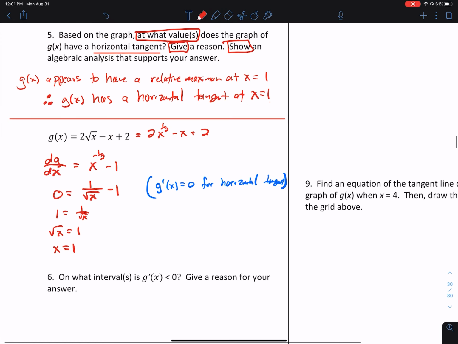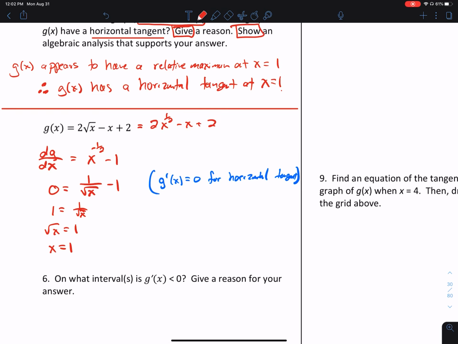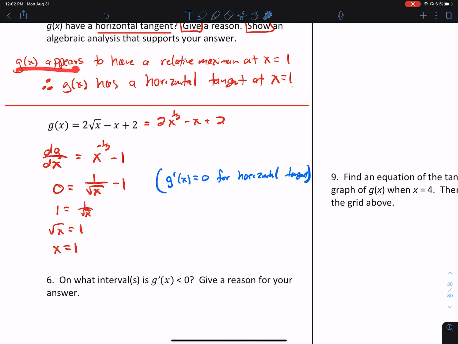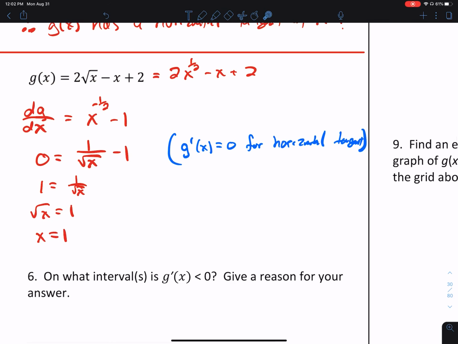That verifies algebraically that our assumption, that g of x appeared to have a relative maximum at x equals 1, was confirmed. Just going to write this formally. G prime of x equals 0 when x equals 1. Therefore, g of x has a horizontal tangent at x equals 1.